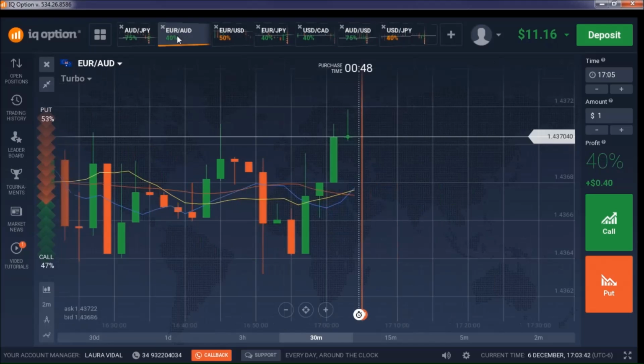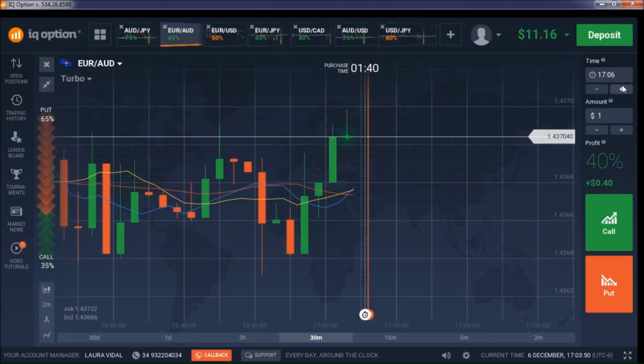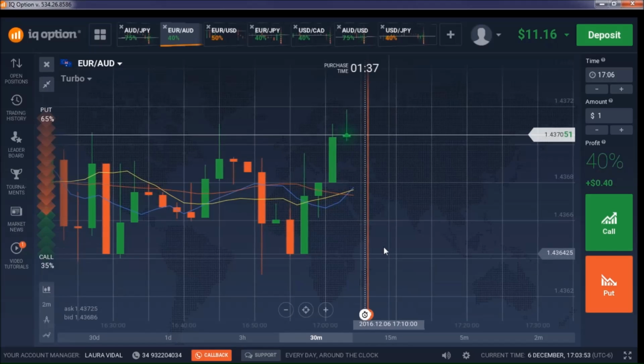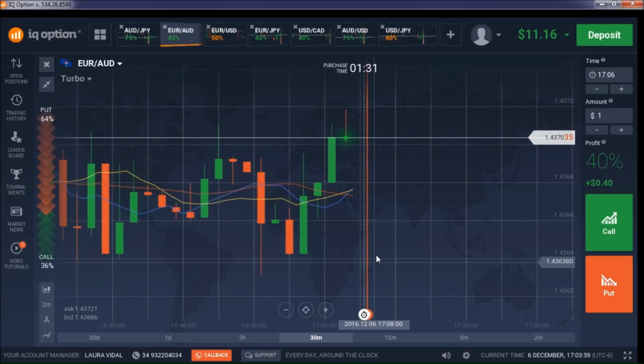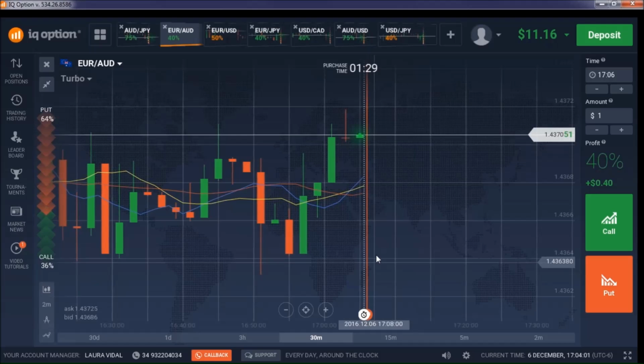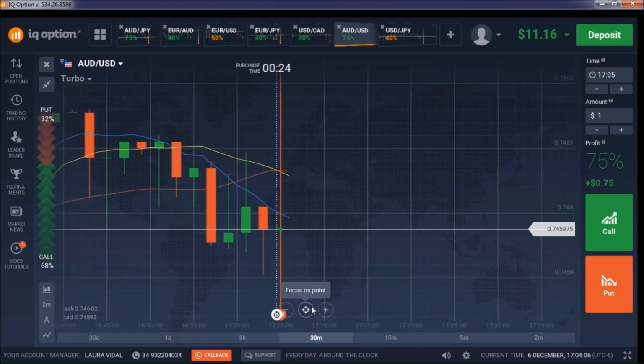All right. I was looking at this option, Euro AUD. There's going to be a high risk if we take it. No, stay away from it. Let's just wait for the AUD USD.